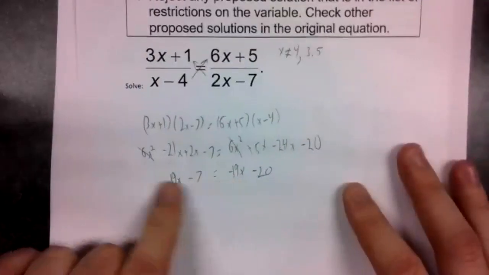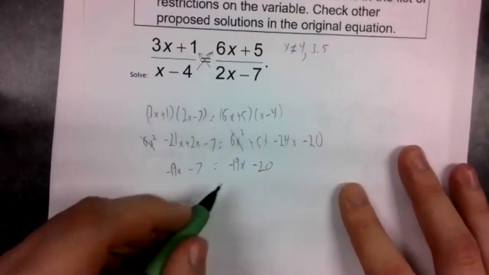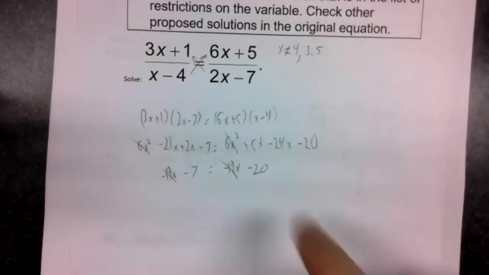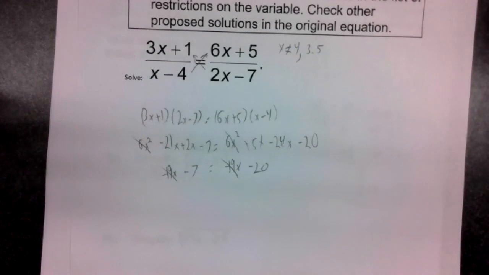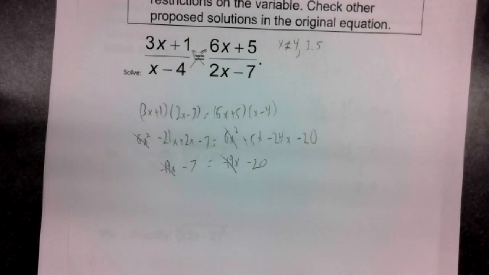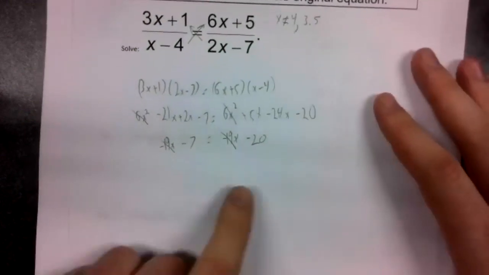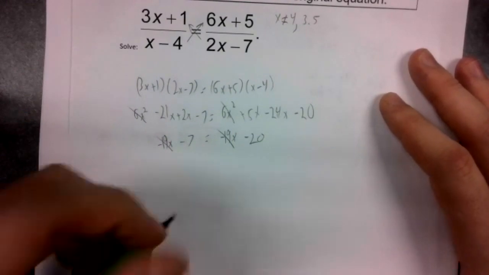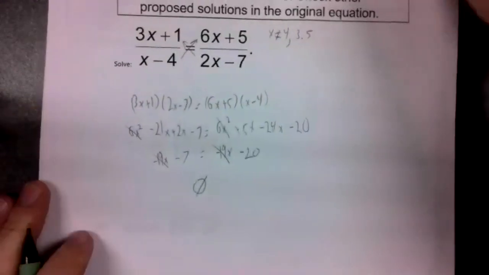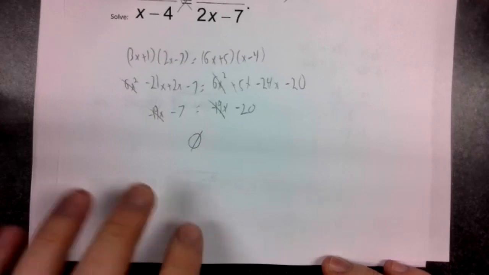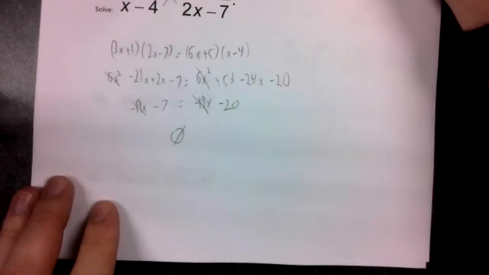So the first thing I'm going to do is add 19x to both sides. And you'll see when I do that, both of these cancel, and we get negative 7 equals negative 20. And we can't have that. That doesn't make sense. So what that's saying in the context of this problem is that there's no solution, because we don't have any variables to solve for anymore. So we say that there's a 0 with a slash through it, which just means no solution. Okay, so we get no solution on that. I will move on to the next page.